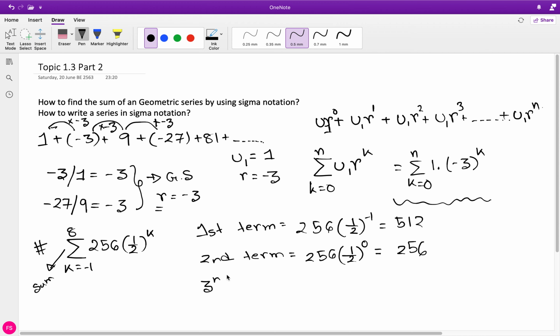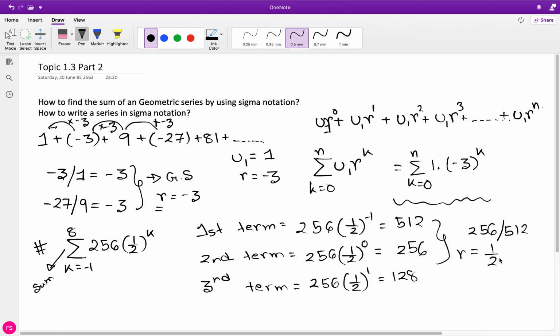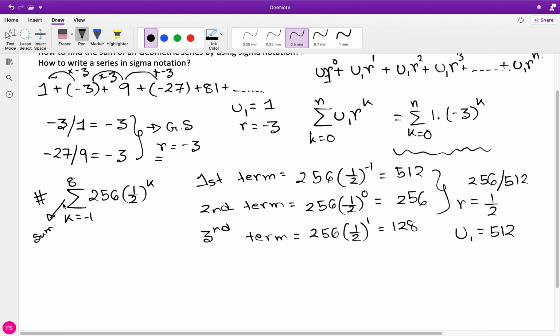For the third term, I'm going to do the same thing, but my k will be the next integer, which is 1. So 256 times half will give you 128. You can see that this is a geometric series. Take any term, let's say the middle number 256, divided by the previous term, you will get half as well. The common ratio for this series is half. The first term of this series is 512.